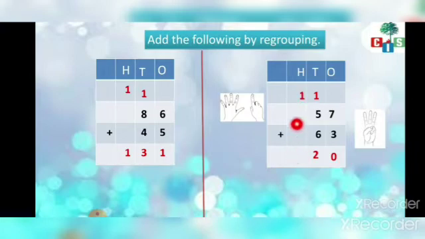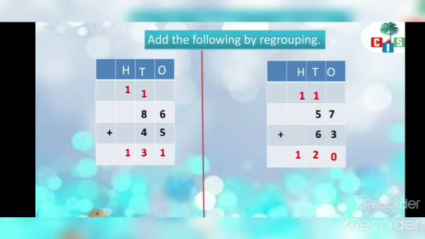As you all can see, here also there is no number. We will copy the same number, that's 1. So 57 plus 63, you get the answer 120. Now let us move to the next slide.